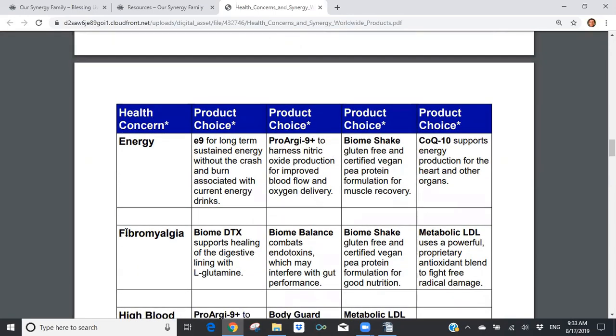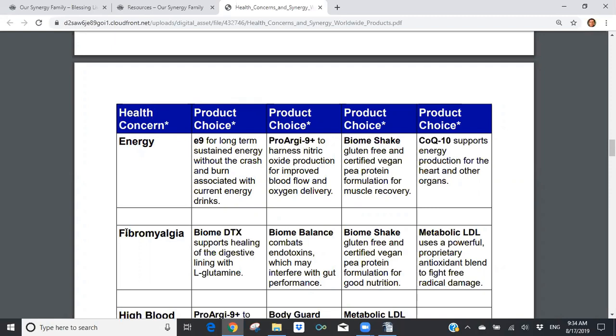Fibromyalgia, I would again recommend the Biome DTX so that we can begin to address the digestive system, because fibromyalgia is typically now classified as an autoimmune disease. So anything that you can do to begin to improve the person's immune system helps. Fibromyalgia as an autoimmune disease is usually toxins that have gotten from the digestive system into the bloodstream, and then those toxins are circulated throughout the body, and those toxins then affect cells.